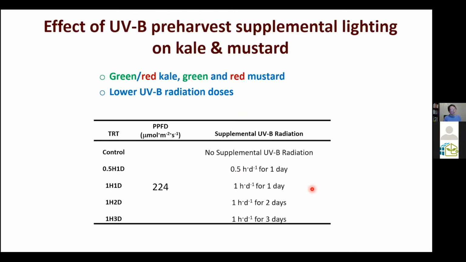Because of this negative impact, we conducted another study using two other species. One is kale and the other is mustard green. And we also used two varieties in both species, a green variety and a red variety. And we lowered the UVB radiation dose. For the light intensity, we used just one, because at the lower light intensity the impact is bigger. We used half an hour per day or 1 hour per day for 2 days or 3 days.